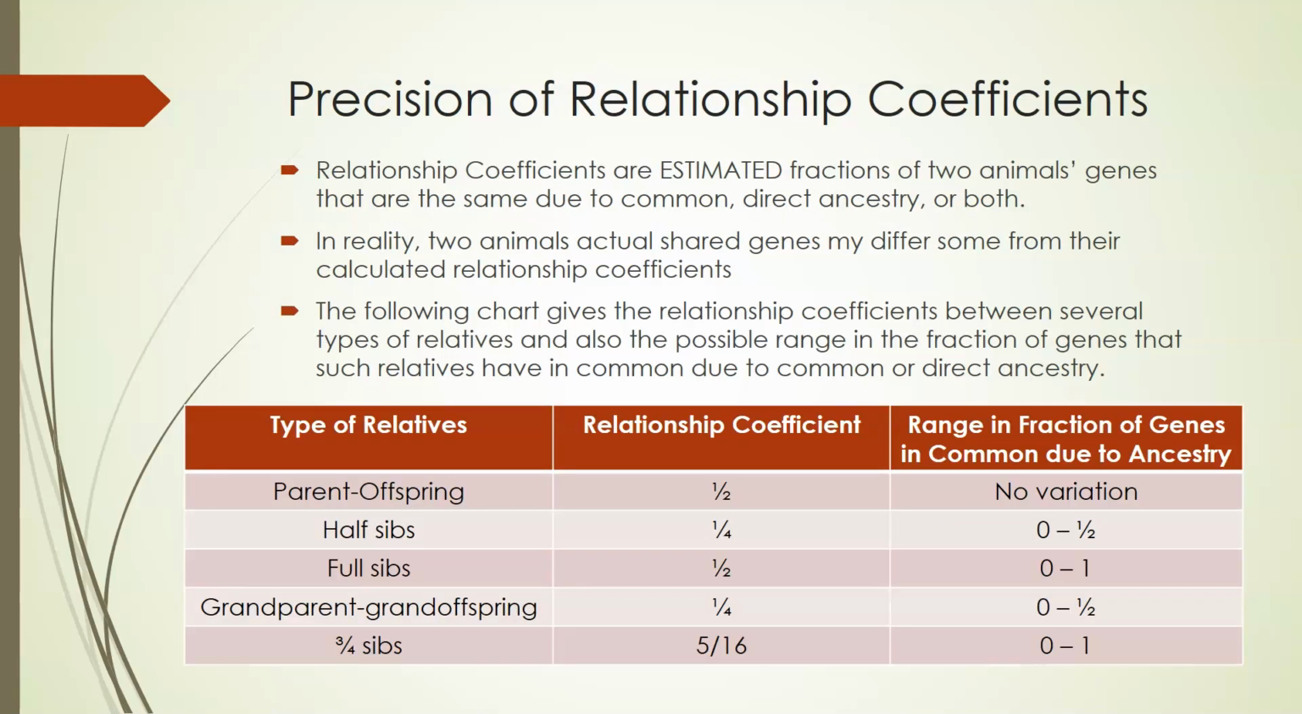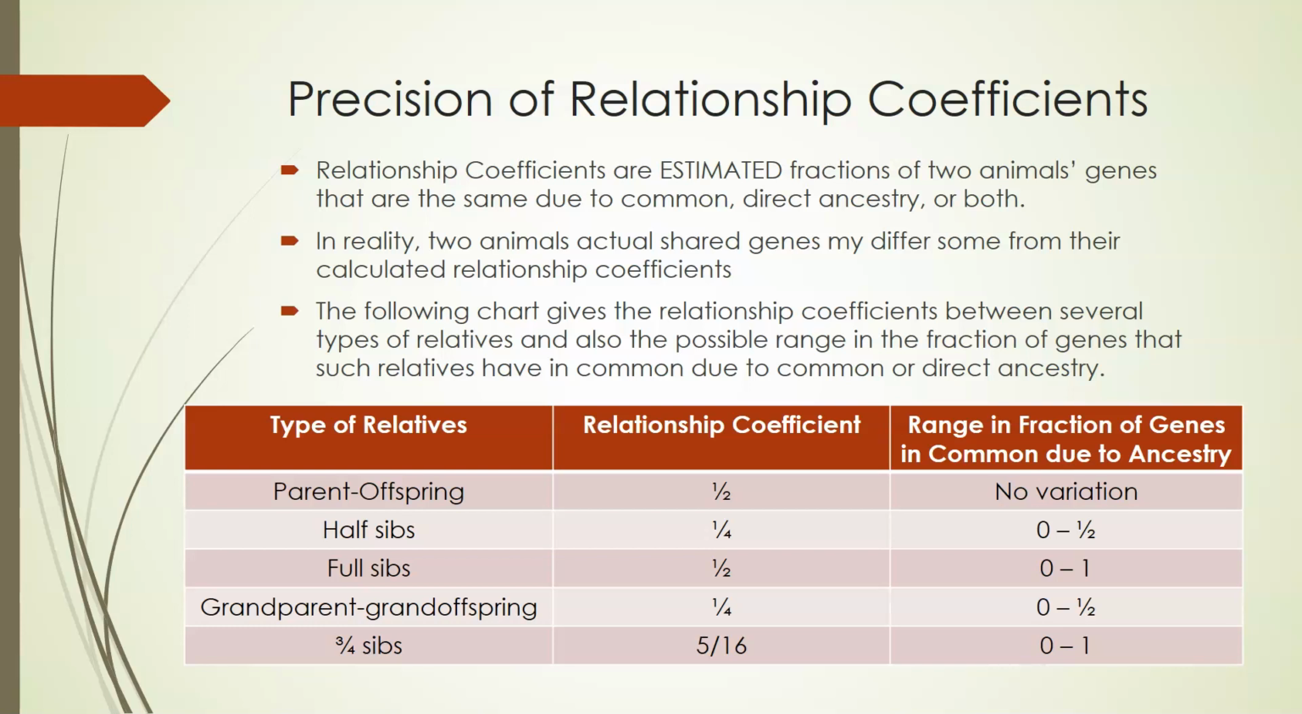So talking a little bit about the precision of relationship coefficients, obviously I can't stress it enough, relationship coefficients are estimated fractions of two animals' genes that are going to be the same due to common or direct ancestry or both. It's just an estimate. So we know that in reality, two animals' actual shared genes may differ some from what we calculate in a relationship coefficient, because we are not in there at the time of conception seeing which genes are coming from what. It's all an estimate.